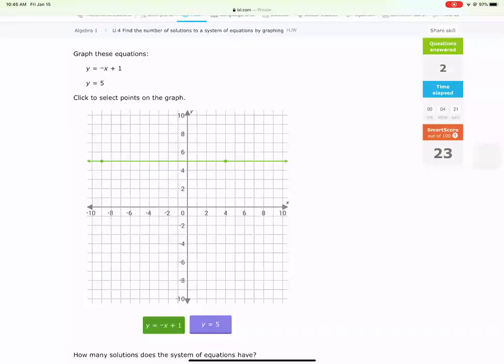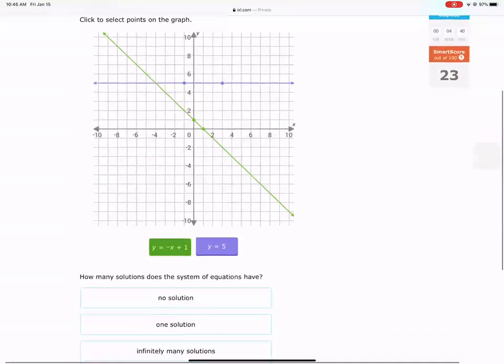Let's go ahead and look at our, whoops, I graphed the wrong one. That was blue. That's supposed to be blue. Okay, let's go ahead and change this one. That's going to be y-intercept is 1, and the slope is negative 1 over 1. Okay, we have one solution.